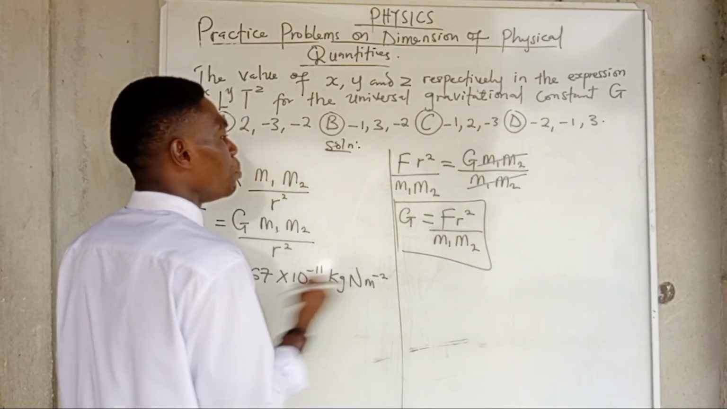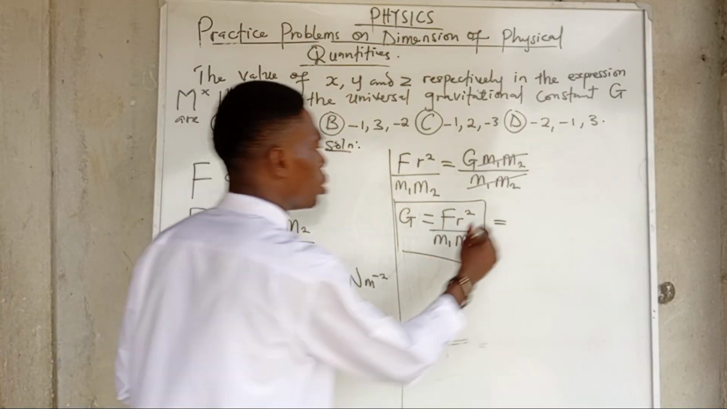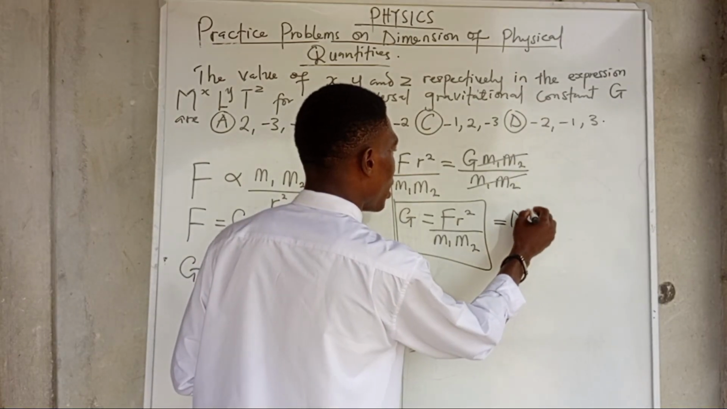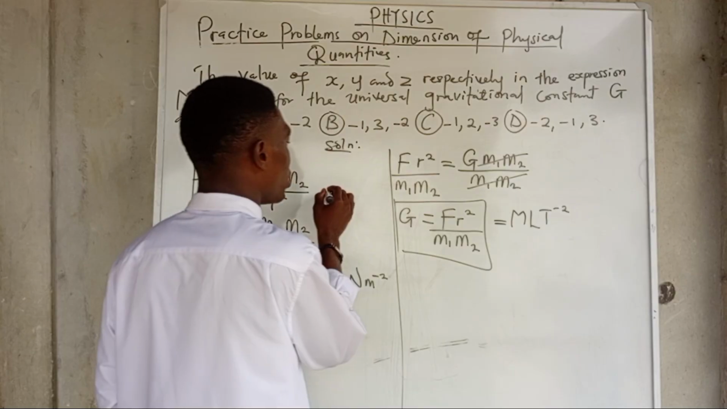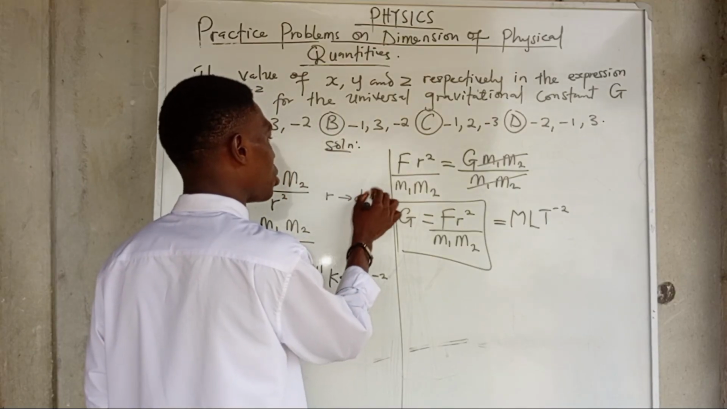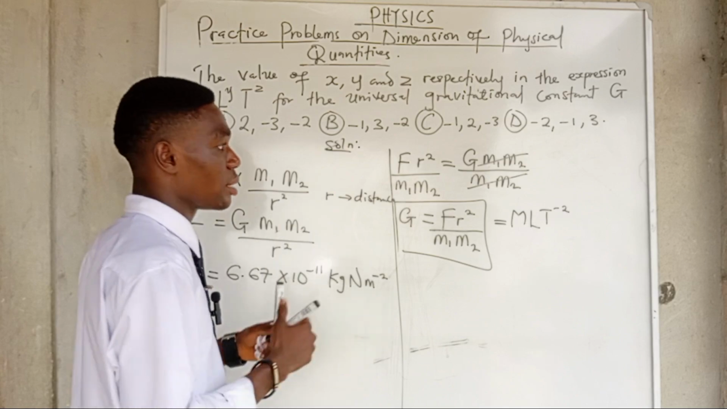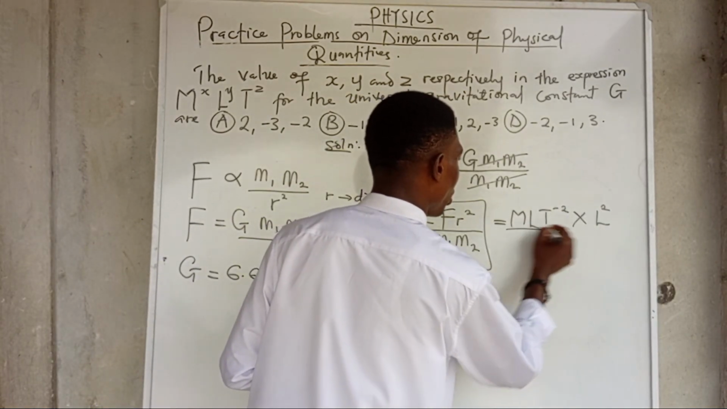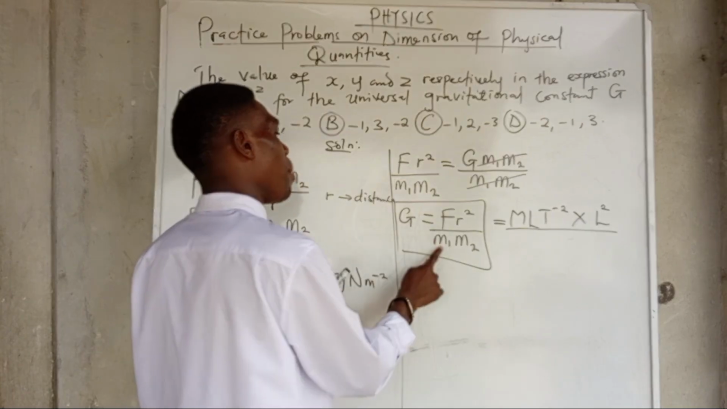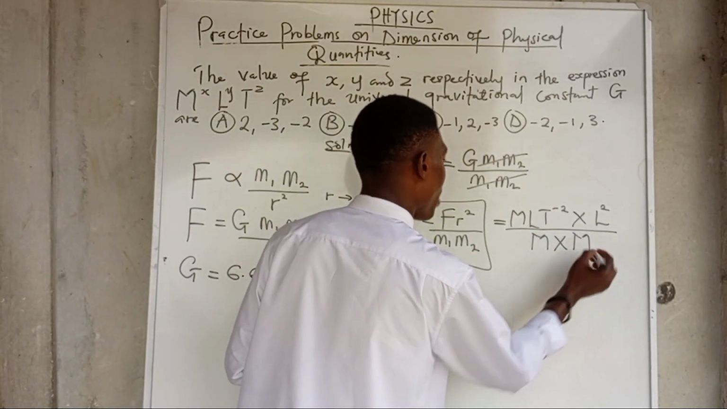Now, doing that, we have to get the dimension of force. We derived that in the first question. That will give us M L T to the power of minus 2. Then remember that r is distance, and distance is in the direction of length. So this will become times L raised to the power of 2, all over mass 1 times mass 2, that will give us mass times mass.